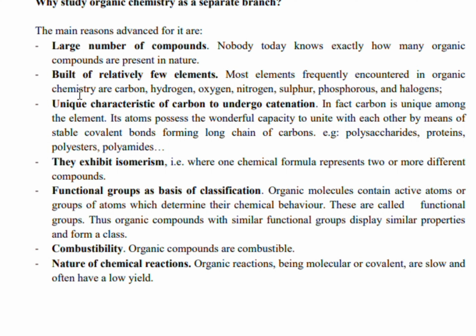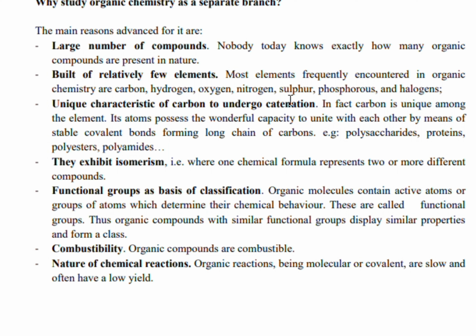So number two is that they are built of relatively few elements. The compounds which are organic are made of fewer elements: carbon, hydrogen, sometimes carbon, hydrogen, and halogen, oxygen, sulfur, nitrogen, and so on. There are fewer elements. So number three is the unique characteristic of carbon to undergo catenation.